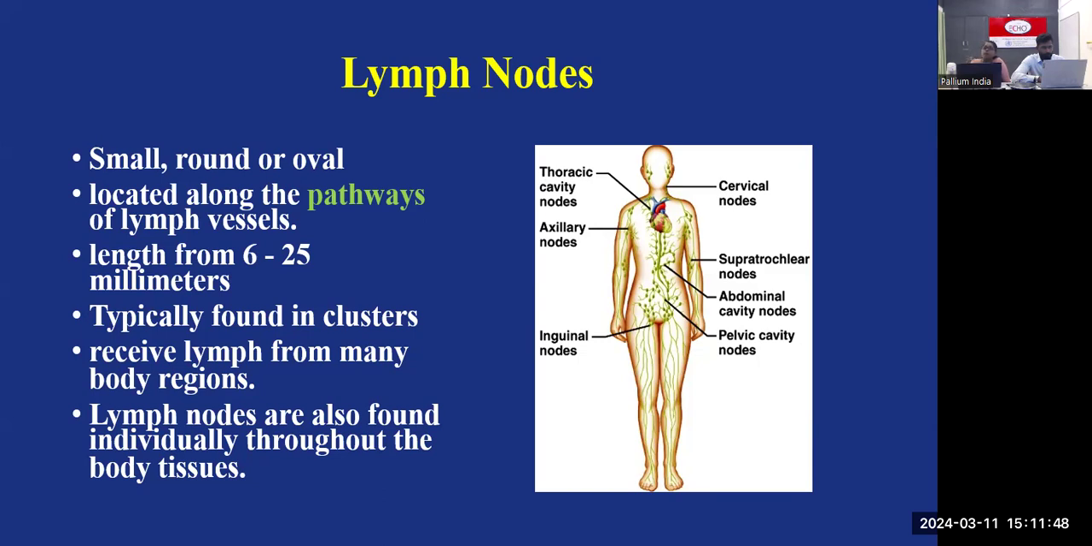The main function of the lymph node is that it receives the lymph from many body regions. The lymph nodes are also found individually throughout the body tissue. So the lymph node will receive the fluid from the lymph vessels, and then filtration happens.